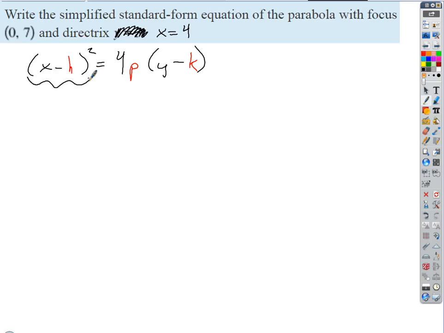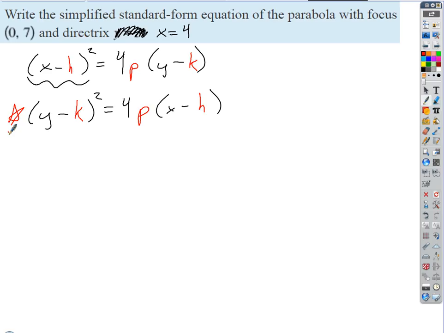Y minus k squared. There we go. So this is going to become y minus k squared. Well, the p means the same thing. That stays the same. But what is the y minus k going to become? Yeah, x minus h. Okay, so that's the standard form that we want for a sideways parabola, right?